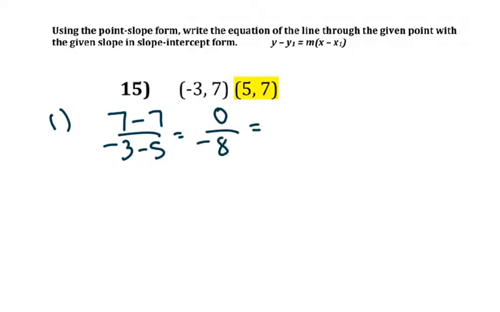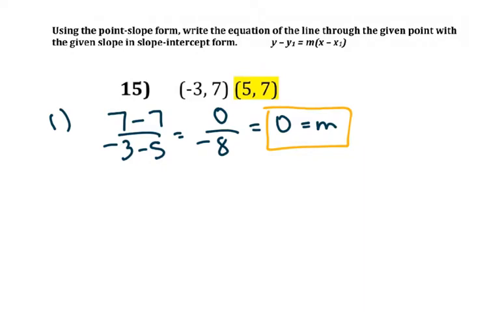0 divided by any number is 0. So my slope is equal to 0. Now one thing that you need to know is what that means for your line. If you remember, we talked about that on the warm-up, if a slope is equal to 0. So we already talked about that a little bit.